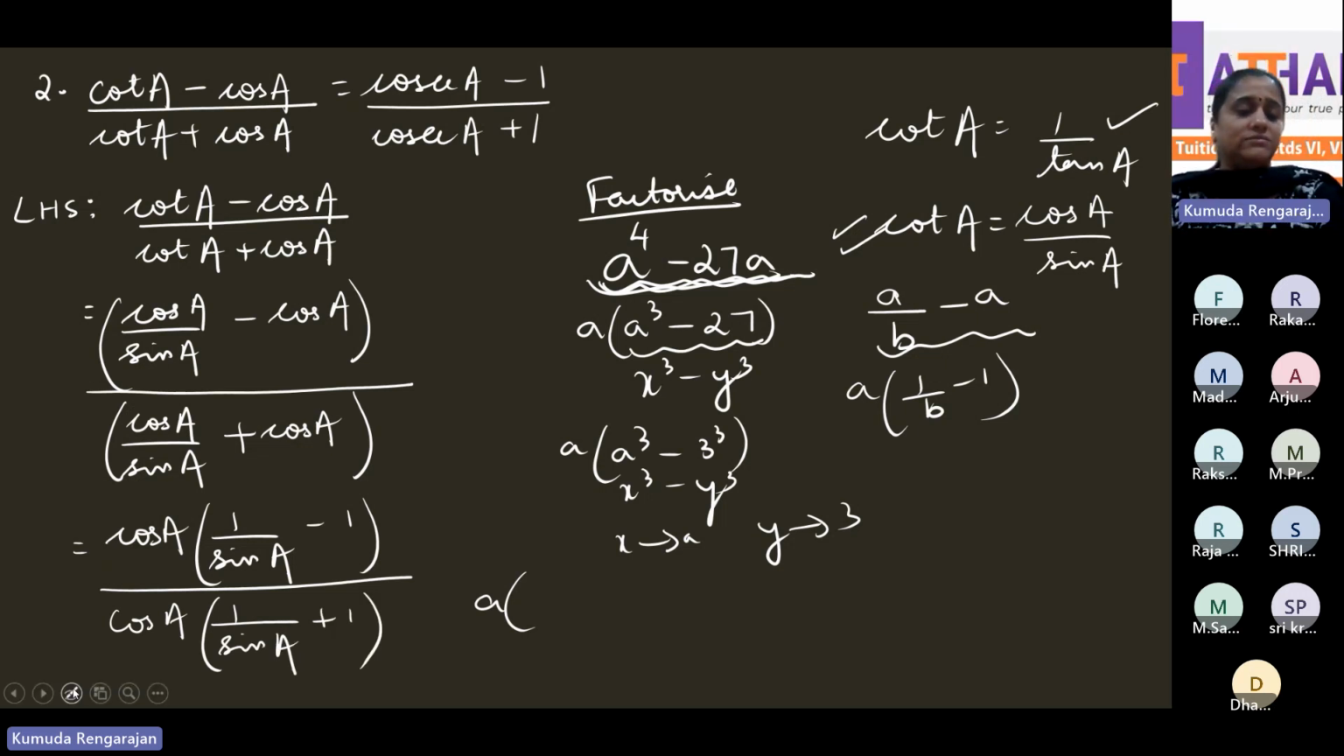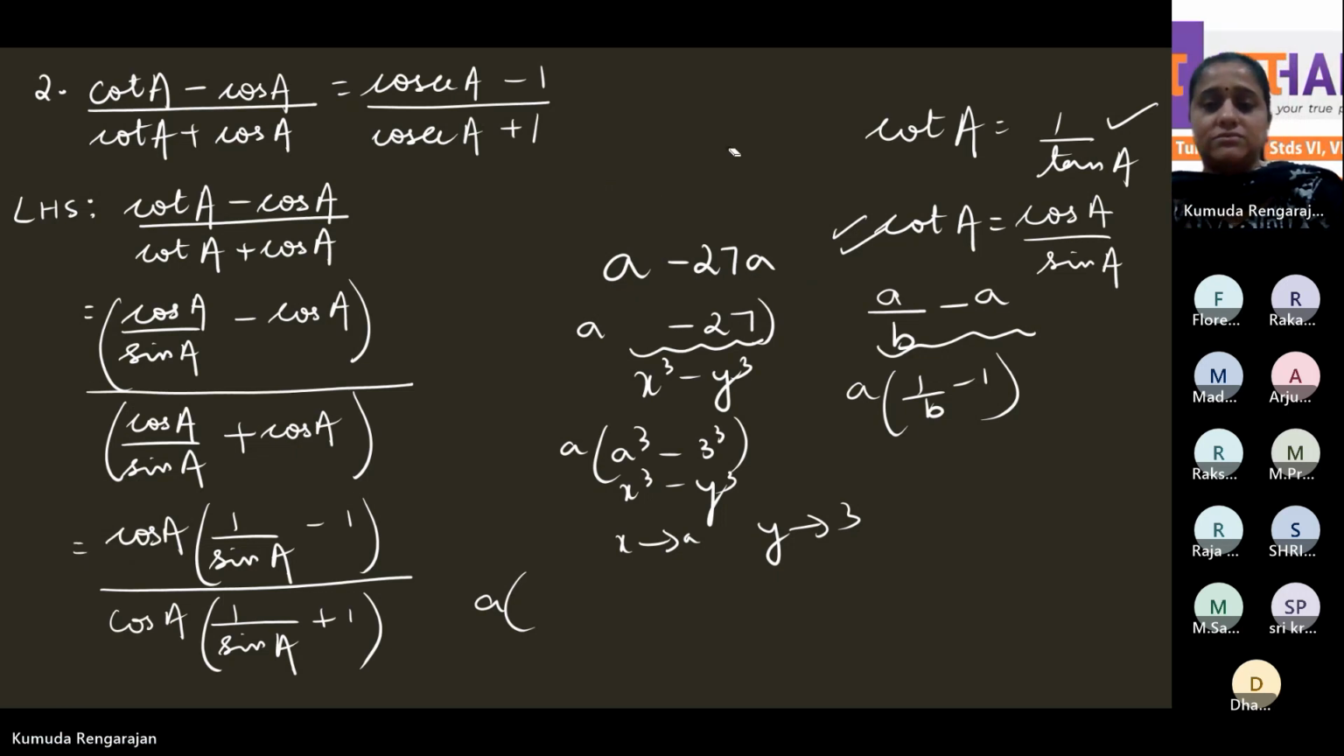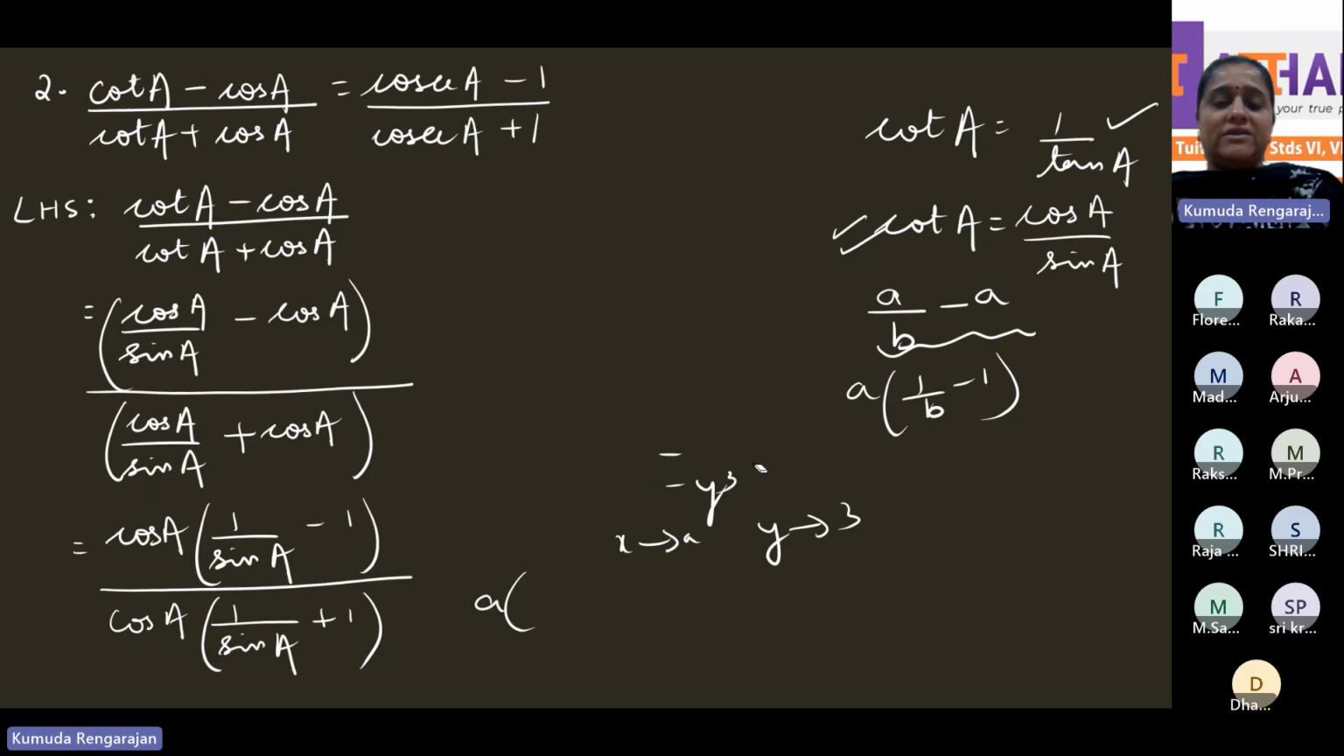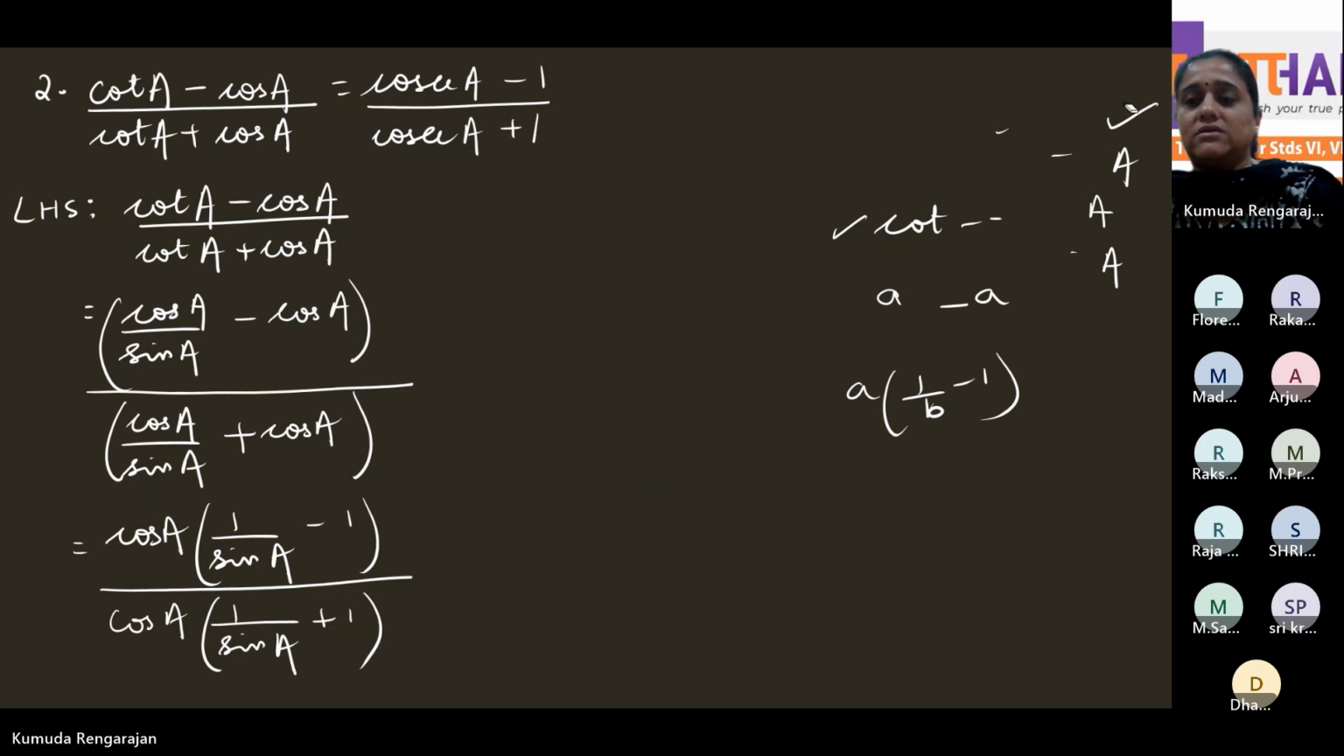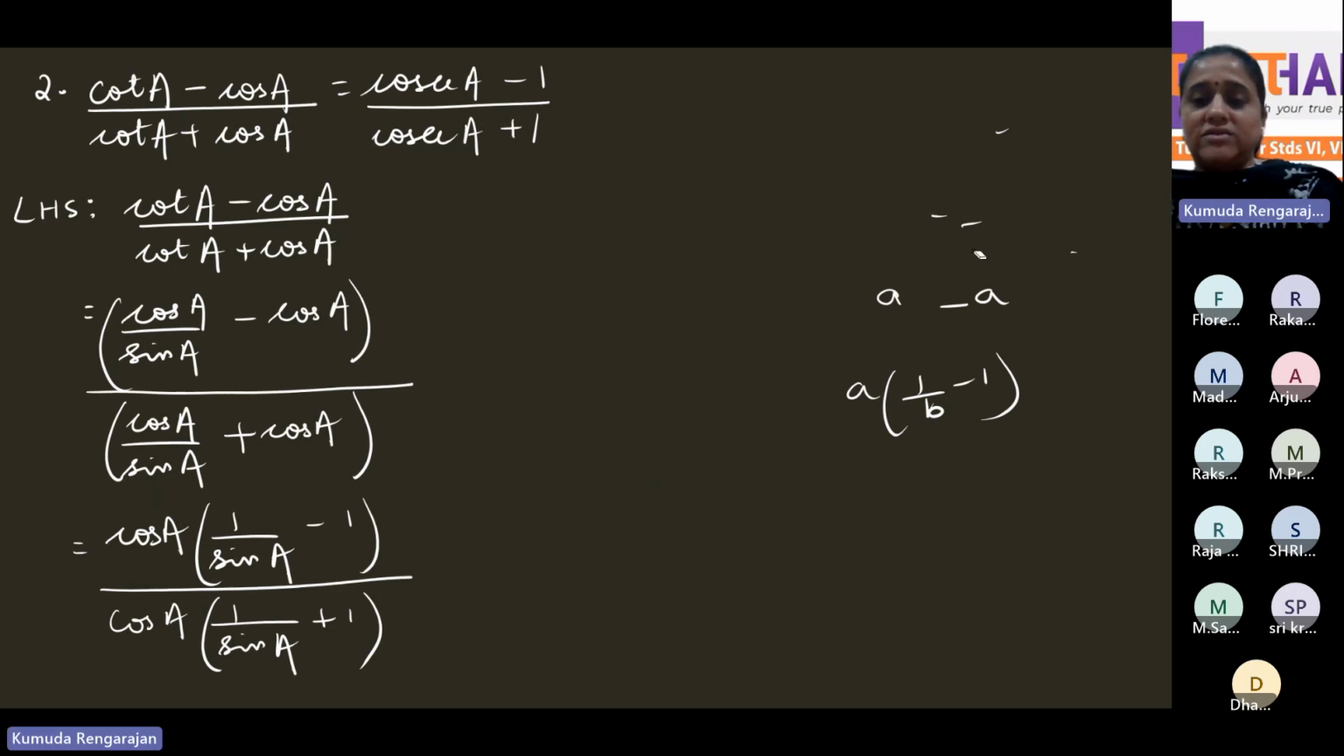Now next what, children? Cancel the cos now. Yeah, cancel cos A in both the numerator and the denominator.